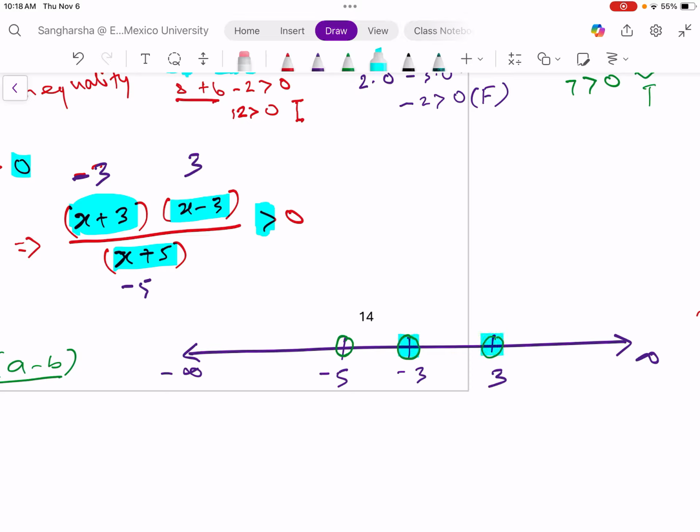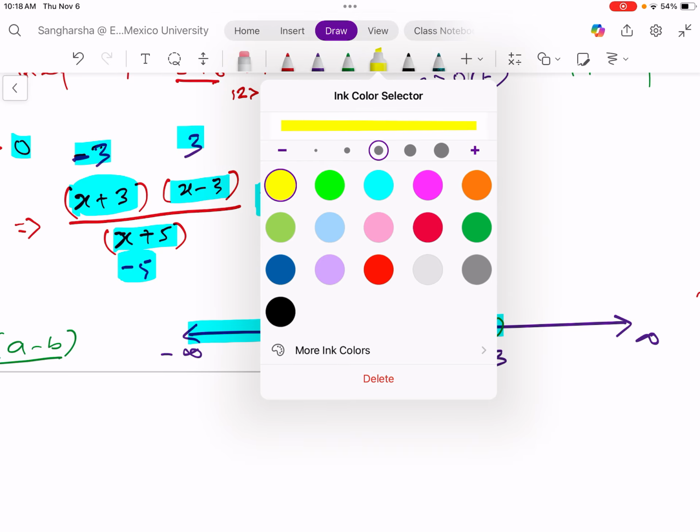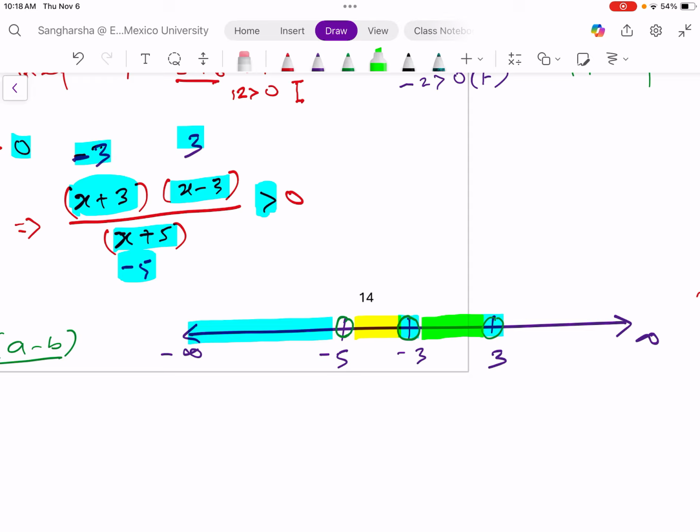Make sure the zeros of the denominator are never a solution for rational inequalities, but the zeros of the numerator depend on this inequality sign. Now let's test each interval. We have four intervals. This is one interval, this is our second interval, this is our third interval, and we have one more interval. We have to pick a number from each interval and test that number in this inequality.